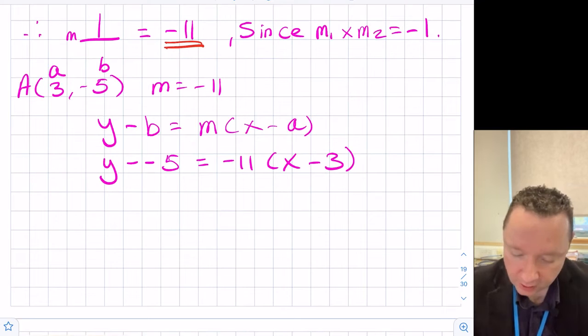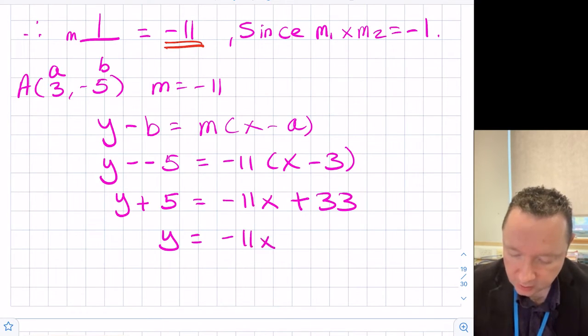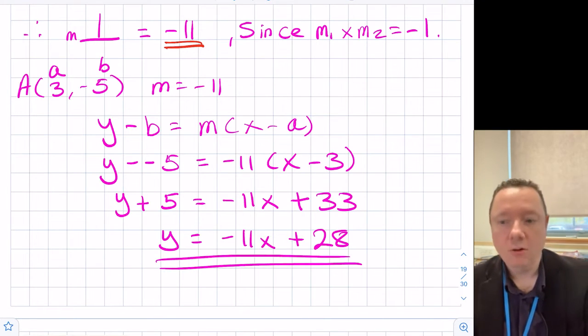Simplify that a little bit, so we've got y plus 5 is -11x plus 33, or to take 5 over to the other side, we get y equals -11x plus 28. We've now got the equation of our altitude.